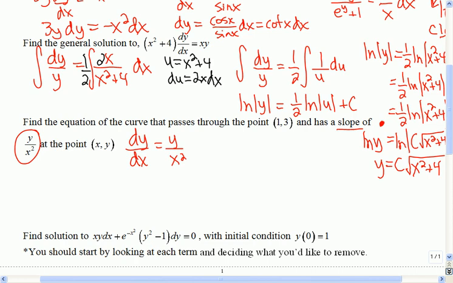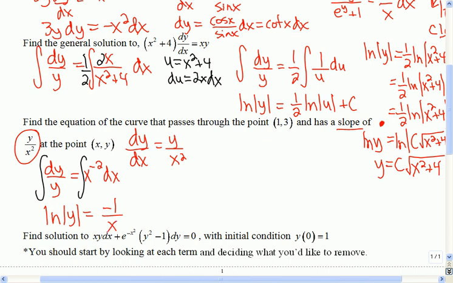So I could rewrite this. I would get dy over y equals x to the negative 2 dx. And that's probably the most convenient way for me to write it so that I can take the integral on both sides. So for one of them, it's going to be the natural log of y. And on this side, if I do power rule, it's going to go to negative 1, divided by negative 1. So it'll be negative 1 over x plus a constant.